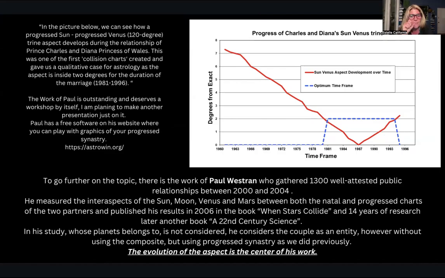So, Paul Westrum gathered 1,300 well-attested public relationships between 2000 and 2004. He measured the interaspect of the Sun, Moon, Venus, and Mars between both the natal and progressed charts of the two partners and published his results in 2006 in the book When Stars Collide, and 14 years later of research in another book, A 22nd Century of Science.